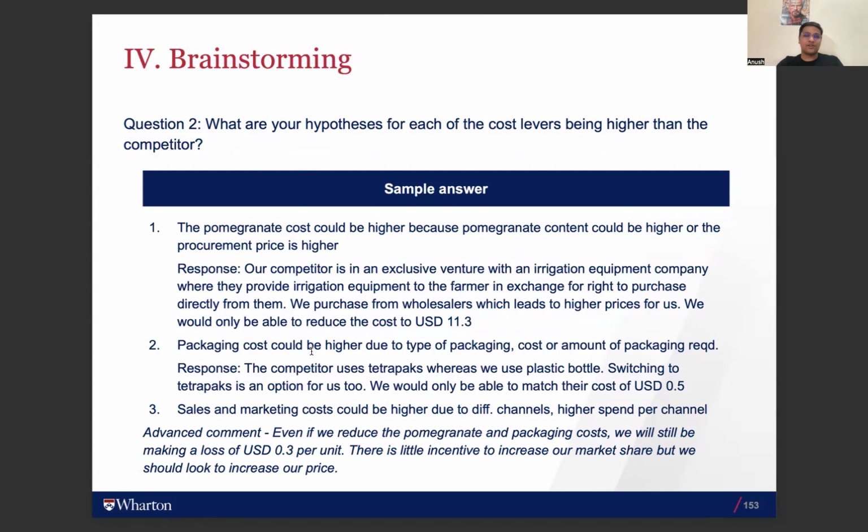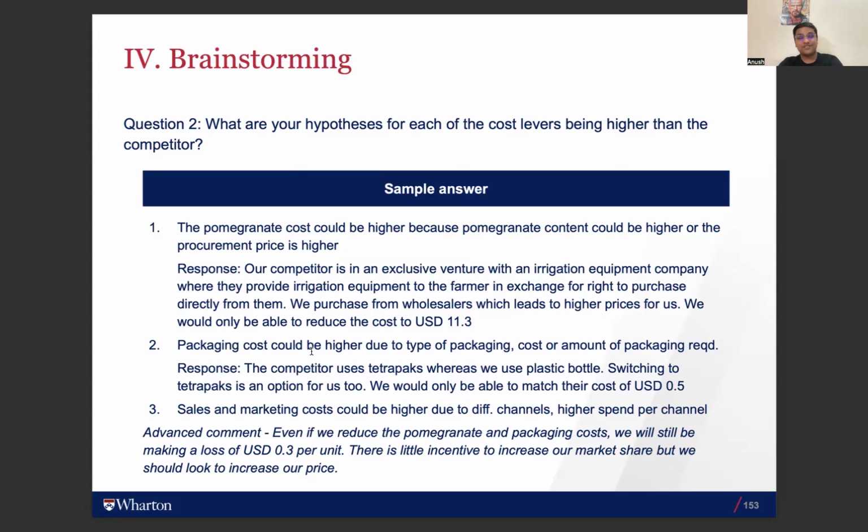So the interviewer asks you, what are your hypotheses for each of the cost levers being higher? So you say, okay, now you have to explain what you think, and then the interviewer will say what information the client has provided. Number one, the pomegranate cost could be higher because pomegranate content could be higher, or the procurement price is higher. You say, okay, either we have better pomegranates, which have more pulp, which have more material, or we are just buying at a higher price, and our pomegranate suppliers are taking more money than the competitor's. So these could be the two reasons.